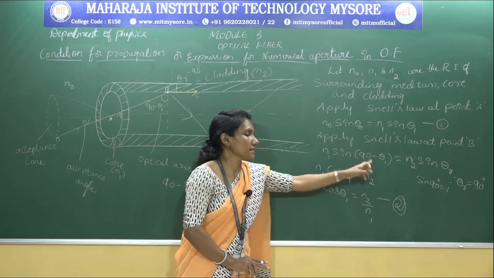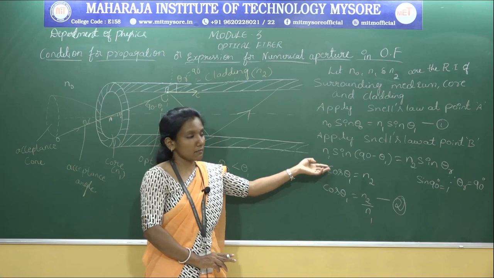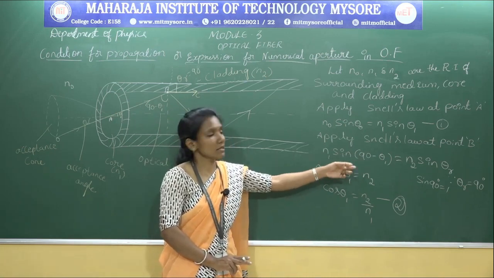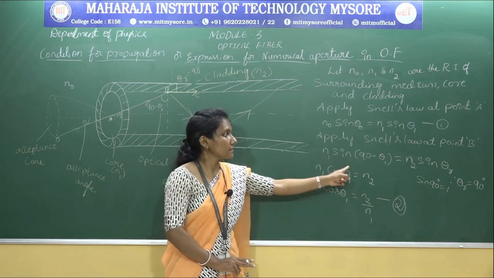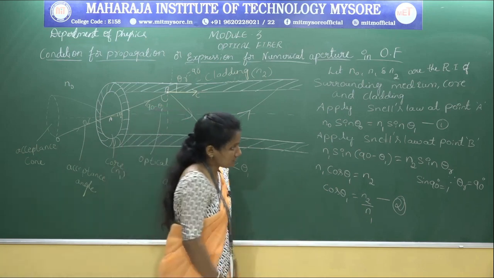But sine of 90 minus theta 1, in the first quadrant all are positive, but for 90 and 270, sine will become cos and cos will become sine. So that's why here sine of 90 minus theta 1 will give cos theta 1. So I name it as equation 2.